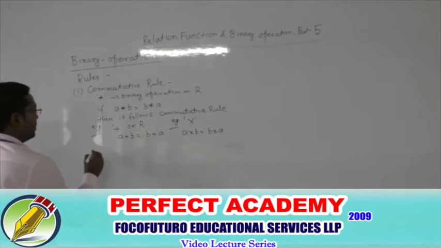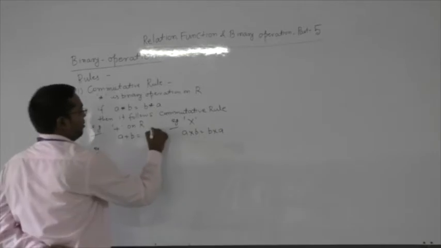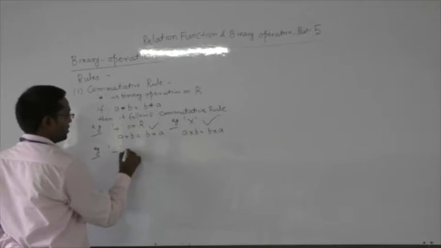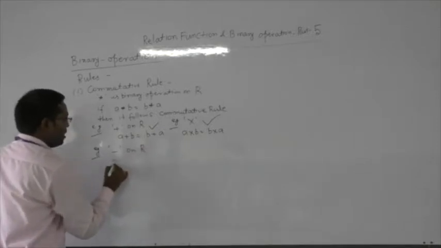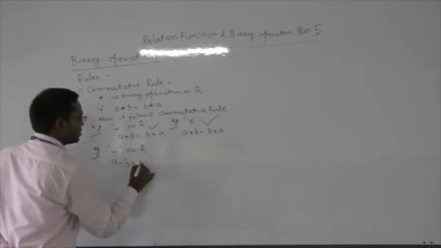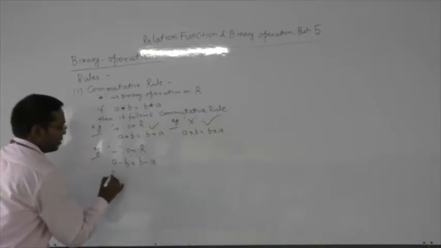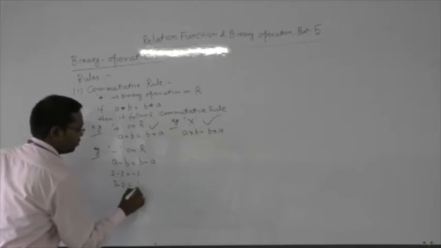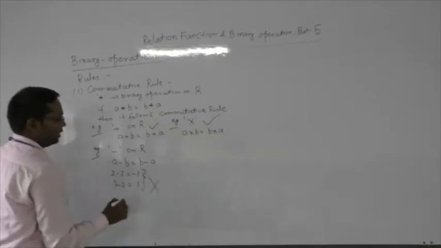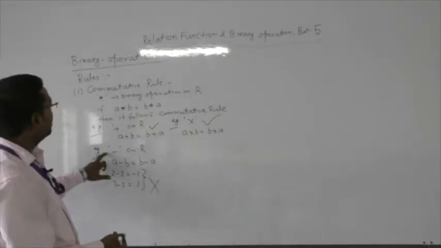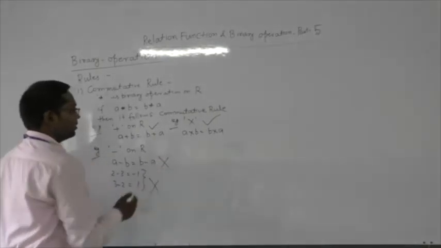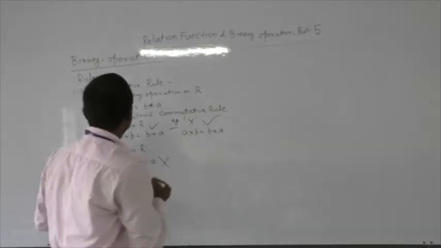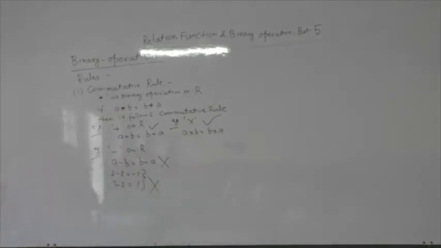Let's see. Now see, subtraction on the real numbers. Now do we have A minus B equals B minus A? Not at all. For example, 2 minus 3 equals minus 1 and 3 minus 2 equals 1. These two are not equal. Hence, subtraction does not follow the commutative rule, right? Now see, some questions based on this commutative rule.